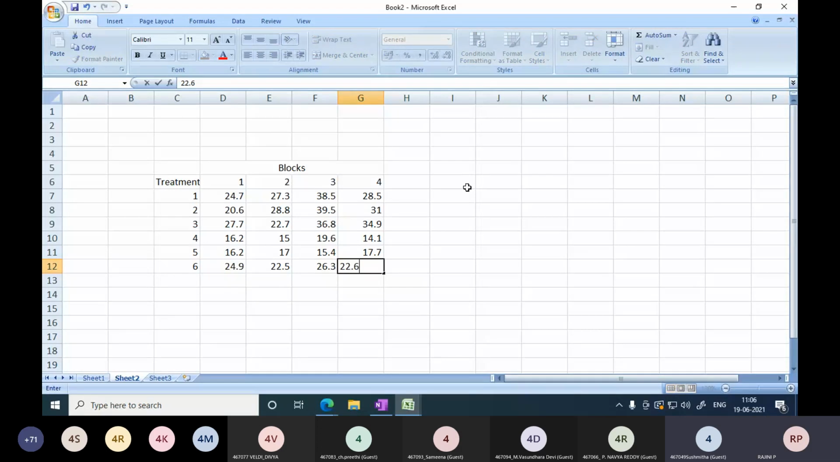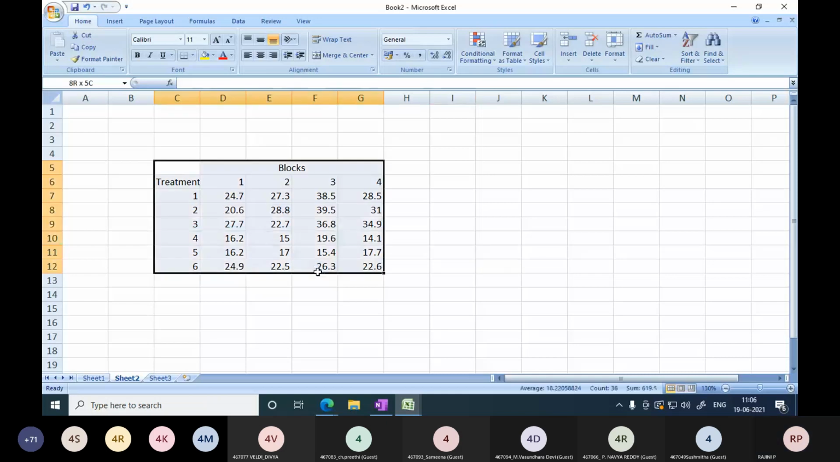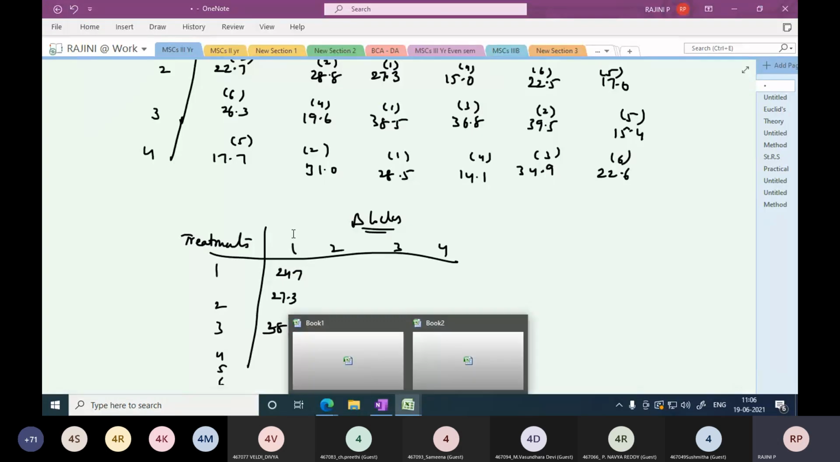I hope everybody understood, right? In two-way classification, the data will be given in this arranged form only. If it is an RBD, the data which I have given like this will be given and you need to arrange it like this. Is it clear, everybody?